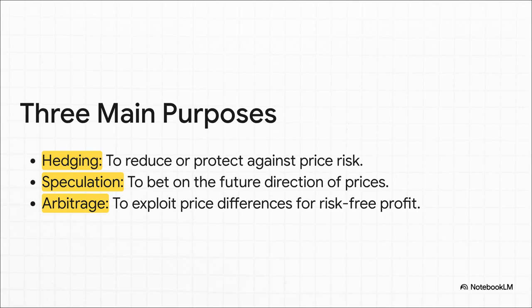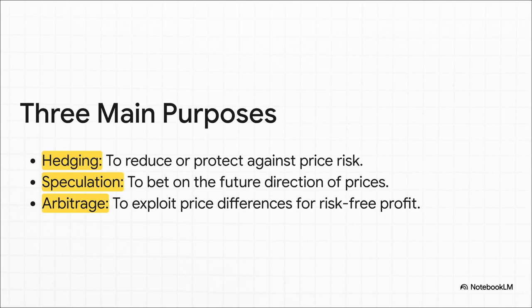So why do people go through all this trouble? Well, it really boils down to three main reasons. First is hedging. This is all about managing risk. Think of a farmer using futures to lock in a good price for his wheat crop before he even harvests it. That's hedging. Second is speculation.